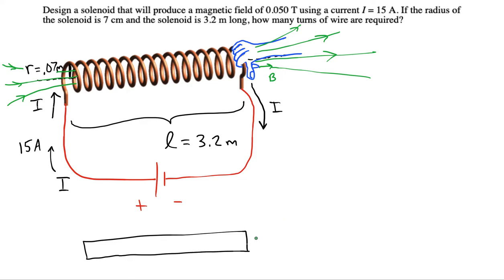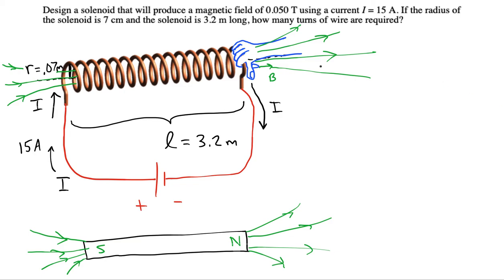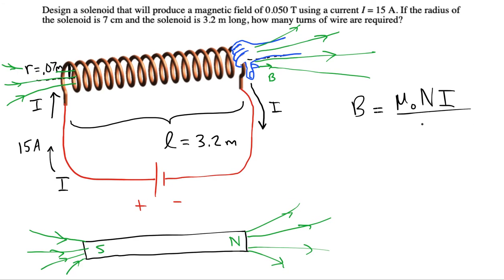All right, now when we had looked at magnets in the past, we said that field lines will leave the north side of a bar magnet, and then the field by convention would be coming into the south side. So the same thing will happen here. It's like a magnet. But the strength of the field that it creates will be mu naught times N times I over L. All right, that's the B of a solenoid.